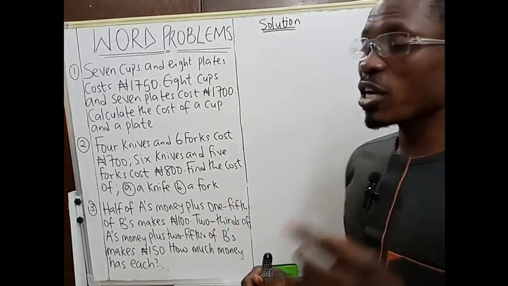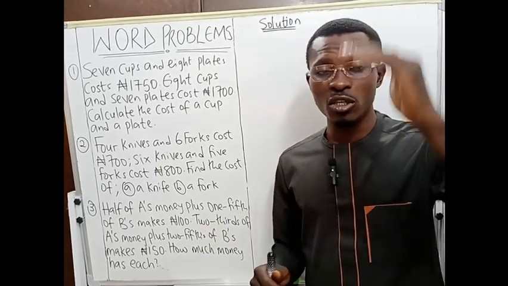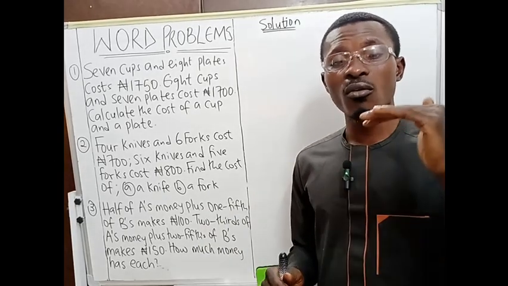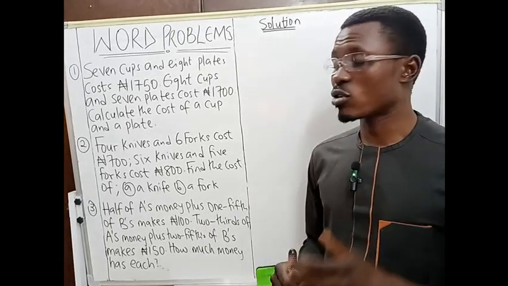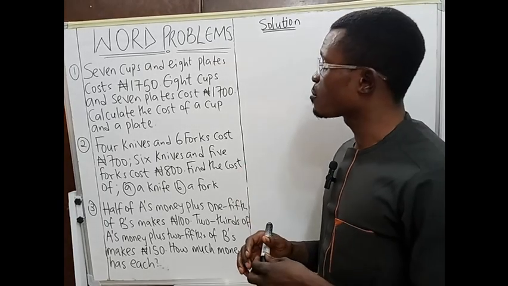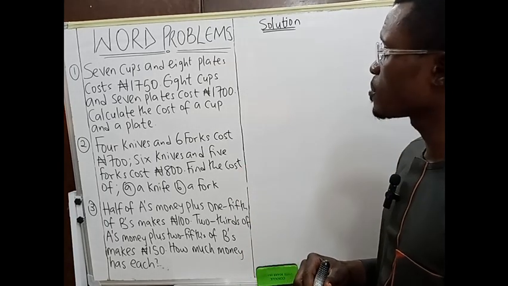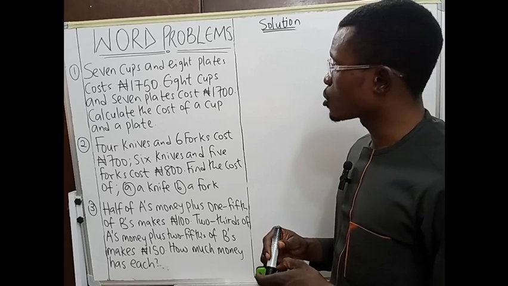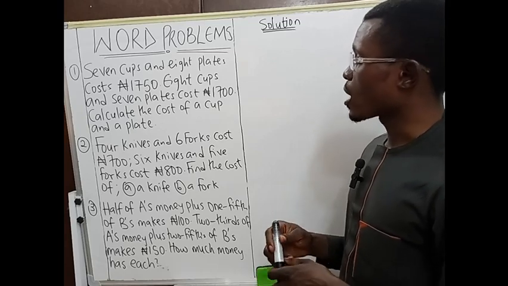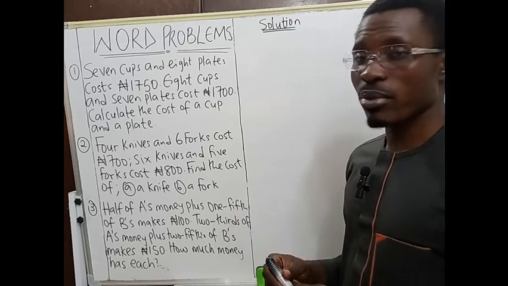Number one, it's very important that before you translate, you read the questions completely before translating. 7 cups and 8 plates cost 1,750. 8 cups and 7 plates cost 1,700. Calculate the cost of a cup and a plate.